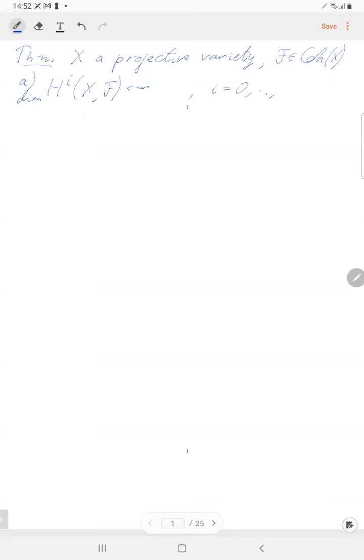So we have a projective variety X and a coherent sheaf F. So there's a finiteness theorem that says first that any cohomology group is finite dimensional, and in fact we know that here i goes from 0 to capital N, where X is embedded in the projective space of dimension N.